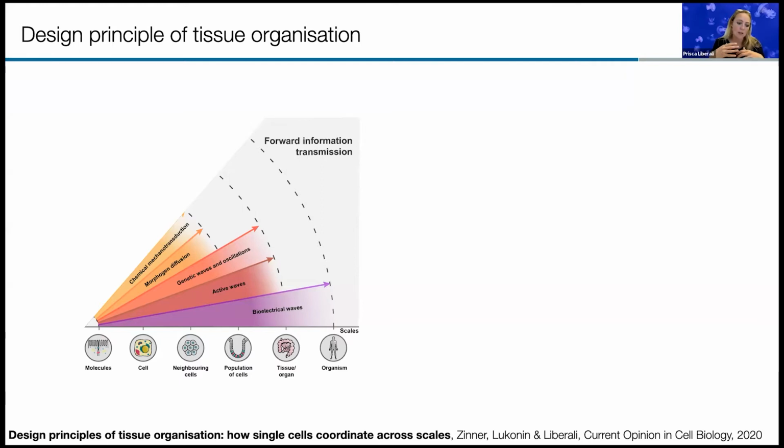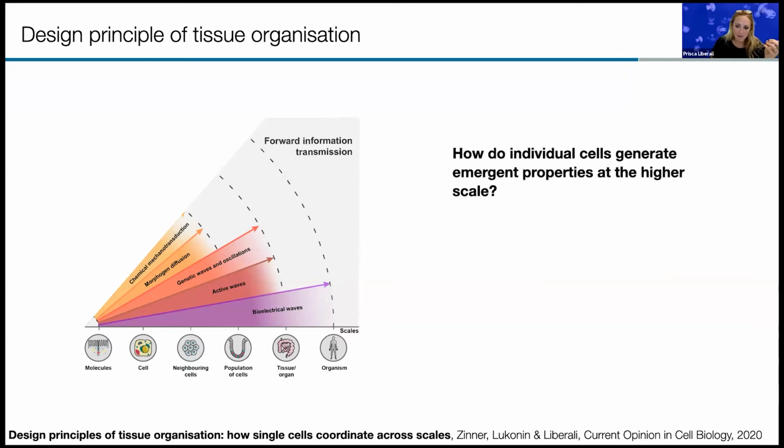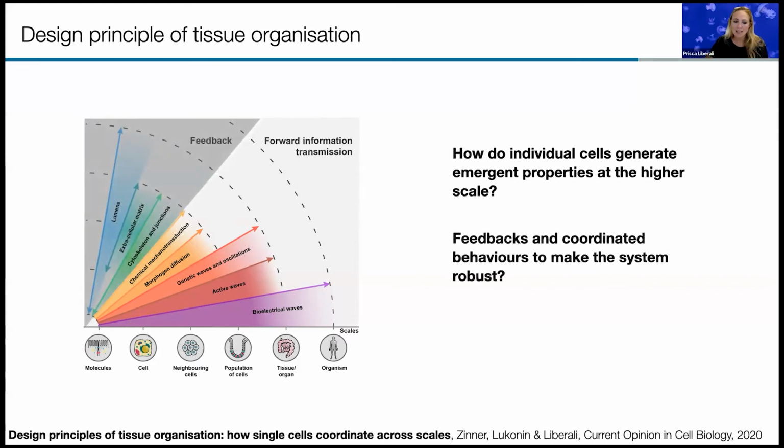So you have different waves, of morphogens, but also, this is how individual cells generate this emergent property at a higher scale. But then you also need a feedback from the shaped tissue back to the individual cells to coordinate the behaviors. And that is something I think is very important to make a system both robust and coordinated.